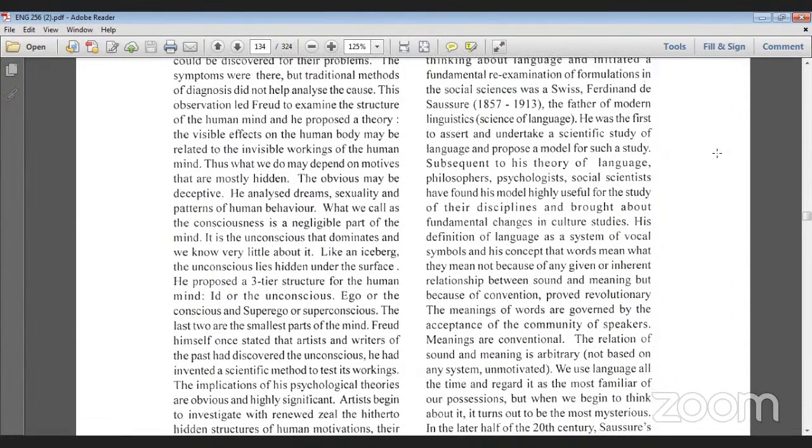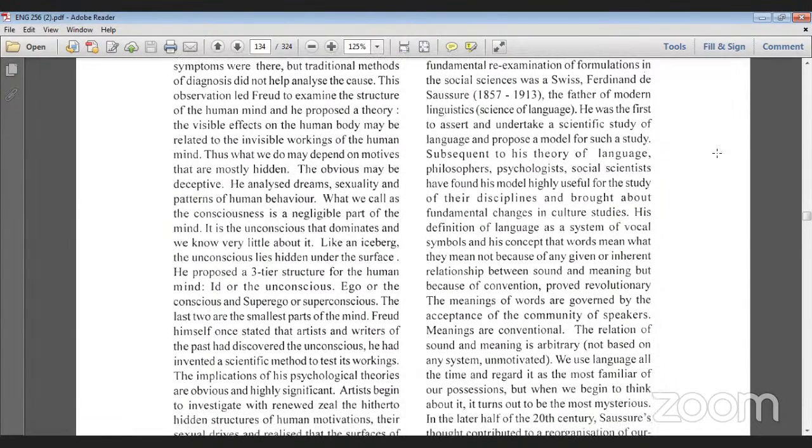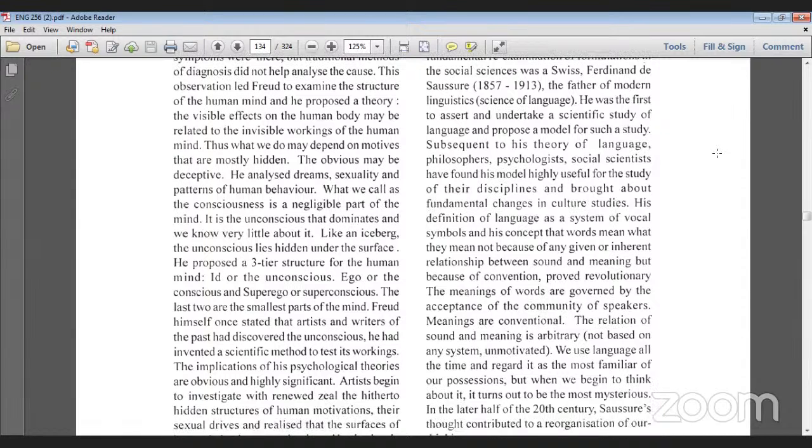The implications of the psychological theories were obvious and highly significant. Artists began to investigate with renewed zeal the hidden structure.